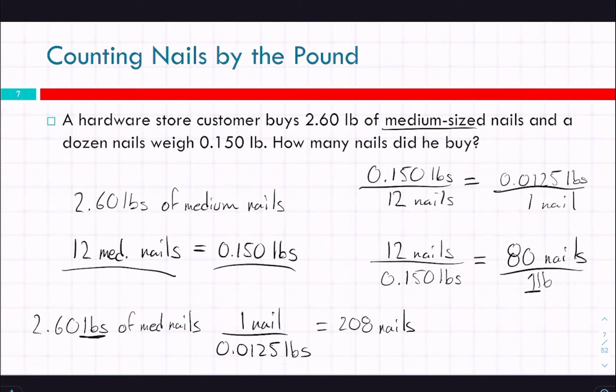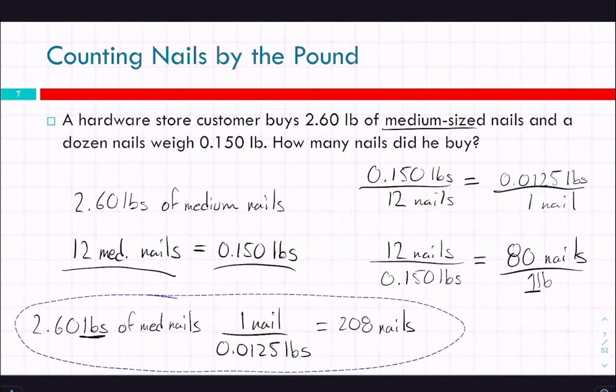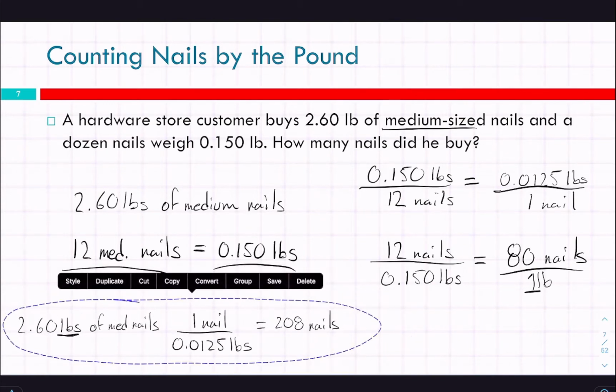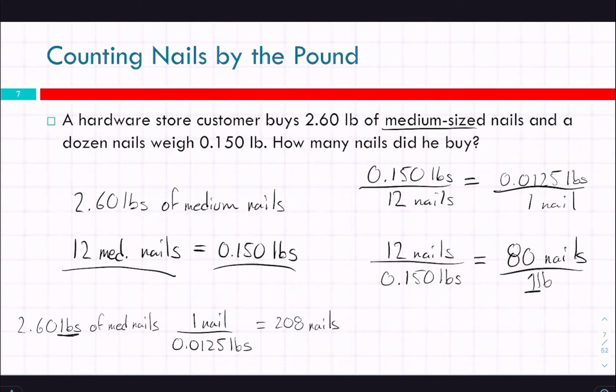But we could also do this another way. We've got our 2.60 pounds. I'm not going to write out the whole thing. And we know that that's also 80 nails in 1 pound. So I used to do 2.6 times 80.